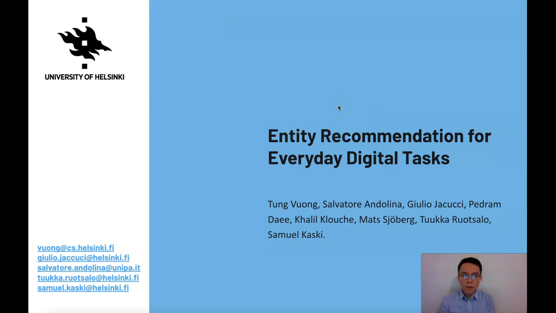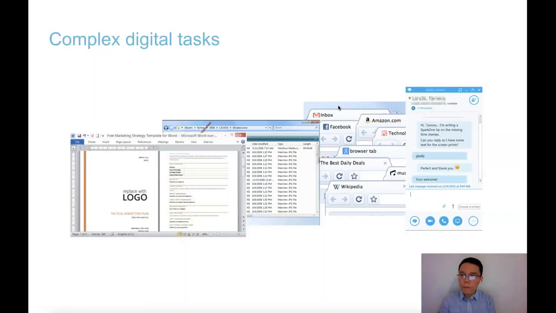Hello, this talk is about entity recommendation for everyday digital tasks. Our digital lives are composed of receiving, processing, communicating, and producing information. In order to do so, we tend to organize all of our digital activities around tasks that can be contextualized by entities, for example, applications, documents, people, and several keywords determining a task.